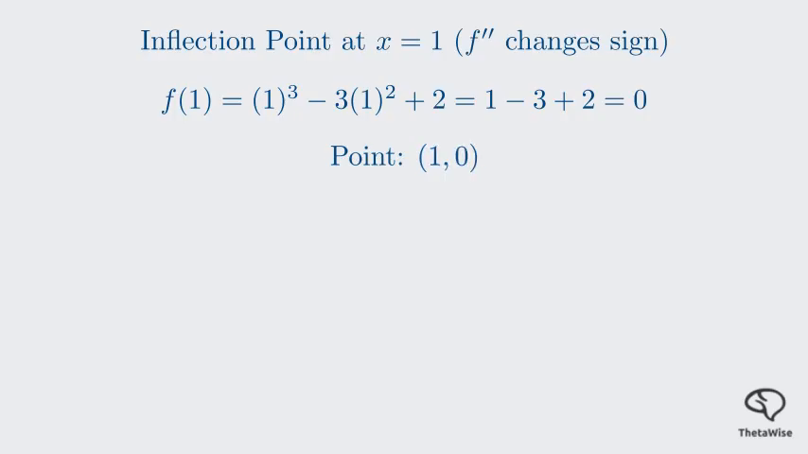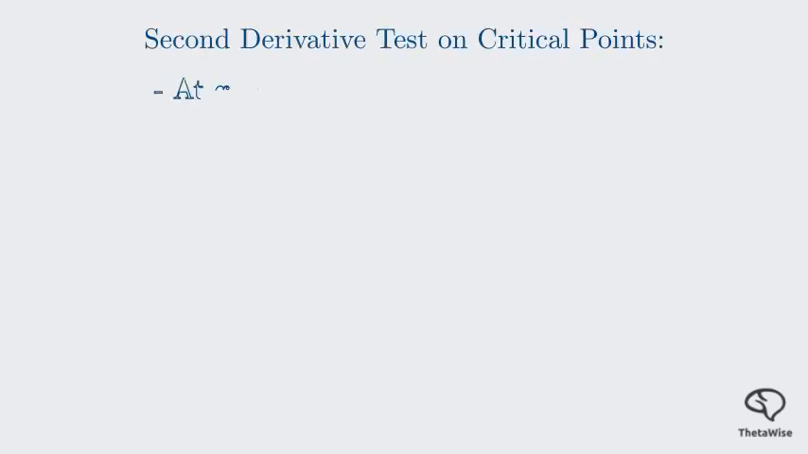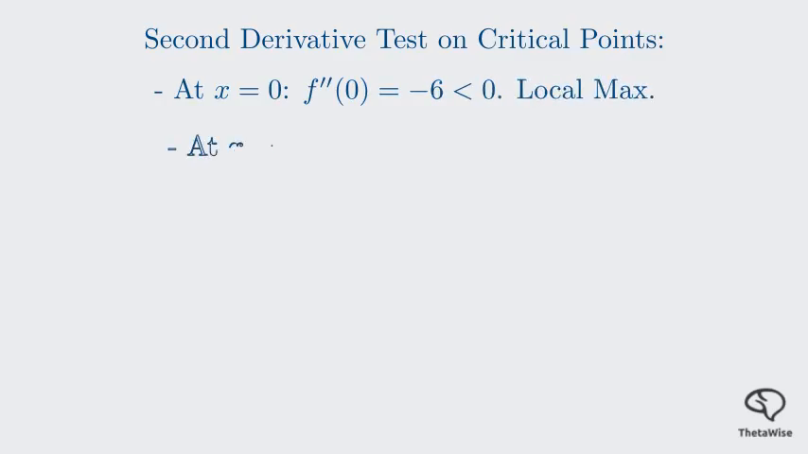We can also use the second derivative test to confirm our local extrema. Remember, our critical points were x equals 0 and x equals 2. At x equals 0, f double prime of 0 is negative 6. Since it's negative, we have a local maximum, which matches our first derivative test result. At x equals 2, f double prime of 2 is 6. Since it's positive, we have a local minimum, which also matches. The second derivative test confirms our findings.